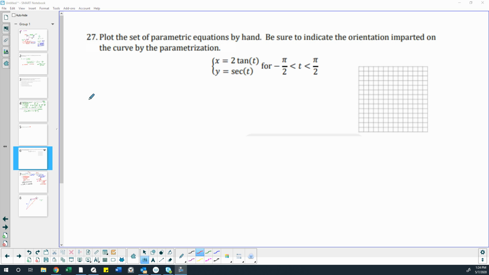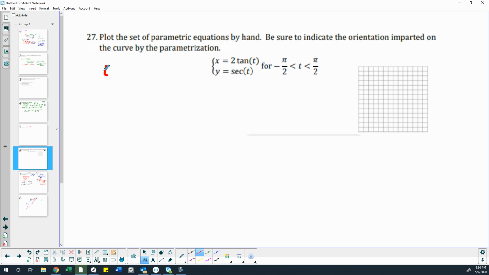Plot the set of parametric equations by hand. Be sure to indicate the orientation imparted on the curve by the parametrization. So we need to sketch the graph from negative pi halves to pi halves, and we need to put arrows in it to show what direction it's going. Okay, so I'm going to start by creating a table of values.